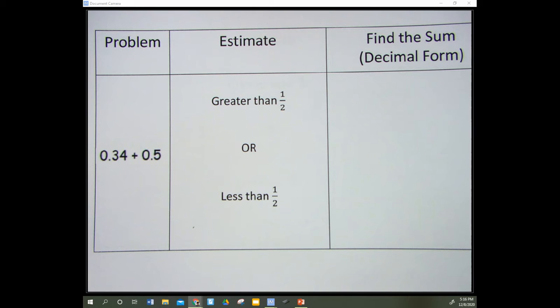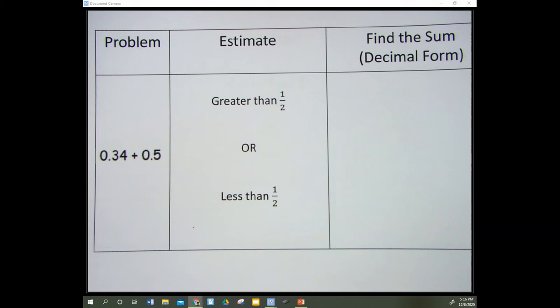So we're going to start with the addition problem, 34 hundredths plus 5 tenths. Picture those values in your head. When you add those together, would you estimate that your sum would be greater than 1/2? Or less than 1/2?